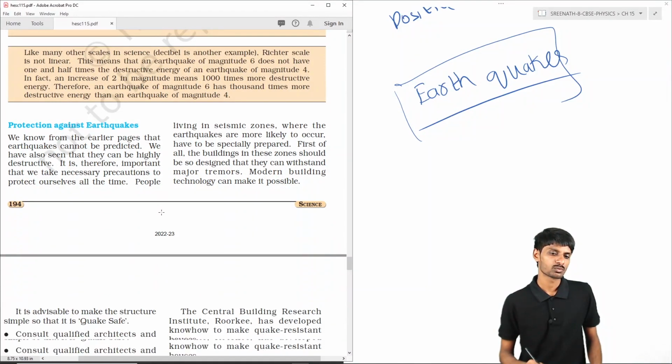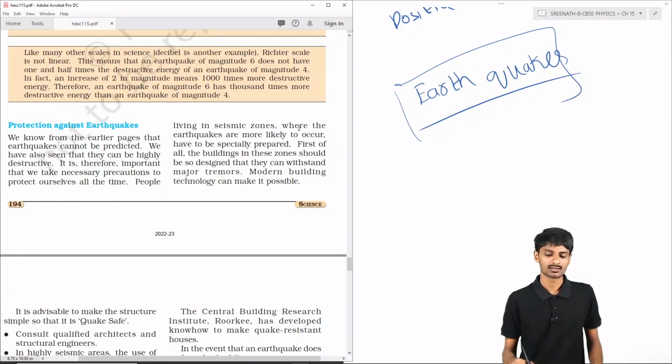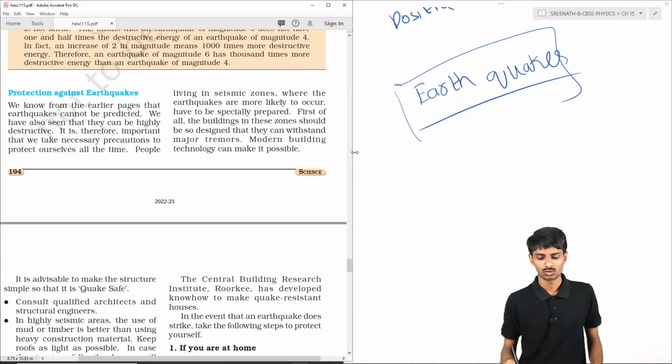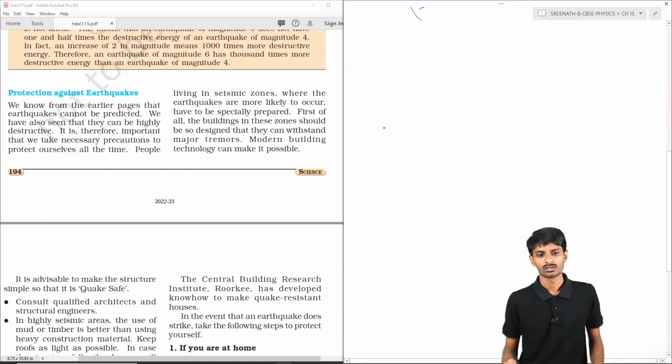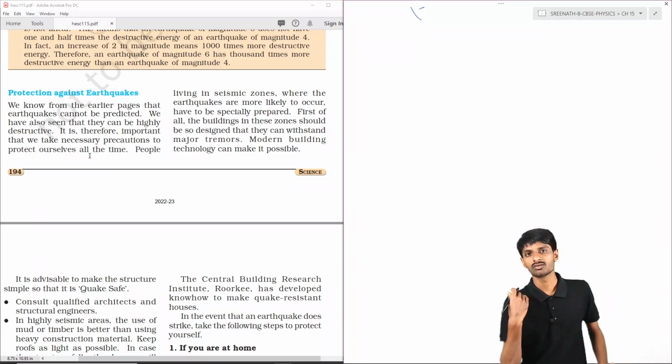And next, protection against earthquakes. How can we become safe against earthquakes? We have already discussed that earthquakes cannot be predicted. Yes, they cannot be predicted, and they are highly destructive. But some precautions we can take.